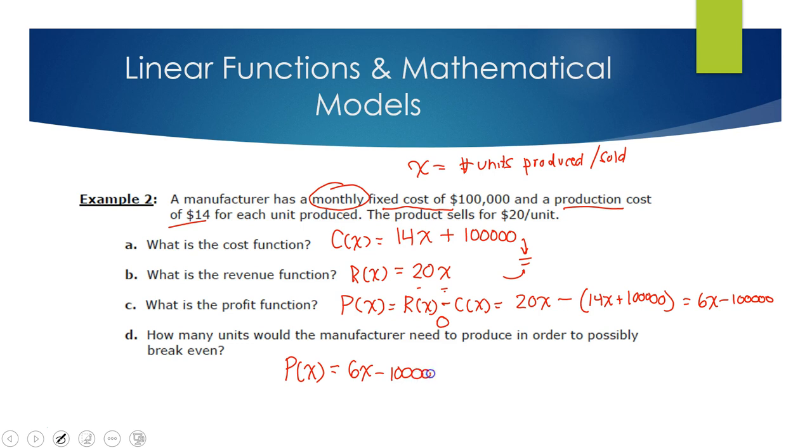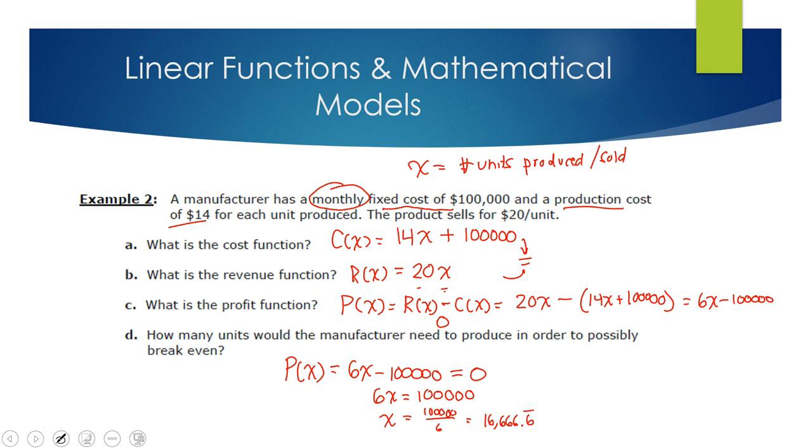So basically, I want to see what value of X for the profit function, which is 6X minus 100,000, will make that equal to 0. So I'm going to solve that. I'm going to add 100,000 to both sides, and divide both sides by 6. So I have 100,000 divided by 6. And when I do that, I get 16,666 and 2/3, or 0.6 repeating.